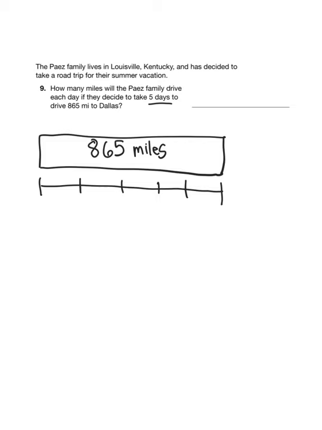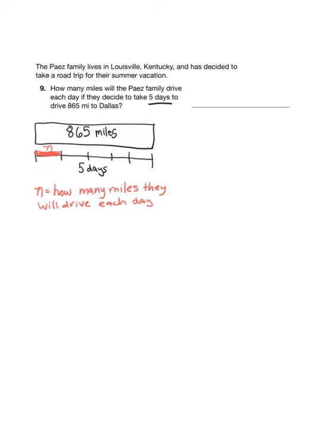1, 2, 3, 4, 5. So this line here represents your 5 days, and then what you're trying to figure out is how many miles do they need to drive each day. So that's like this little section here is your N. How many miles are they going to drive each day? And I think it's important to write down for each problem what your unknown is, what your N is, what you're trying to figure out. Once you've done that, then you can go ahead and start dividing.